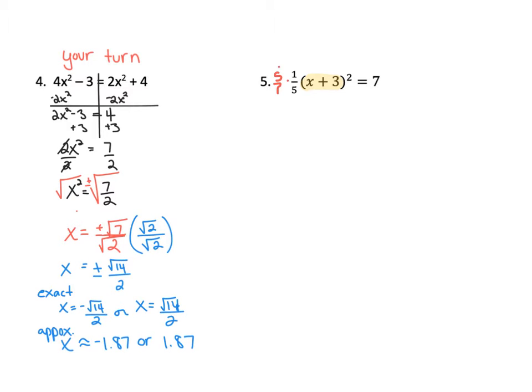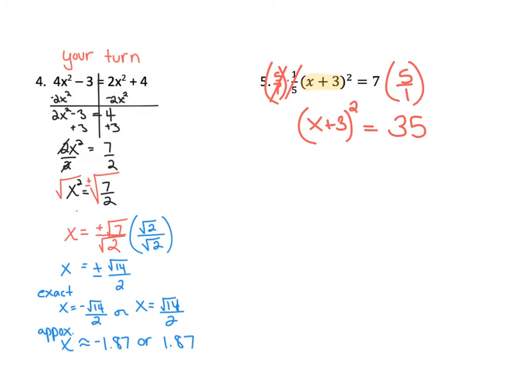So it's better practice to show me that you're multiplying both sides by 5 over 1. Okay, multiply by 5 over 1. So 5 over 1 times 1/5 is 1, which leaves me with just x plus 3 to the second power over here equals 7 times 5 over 1 is 35.